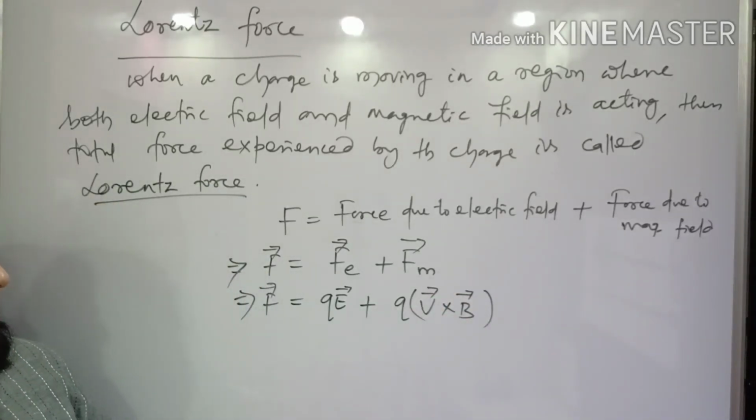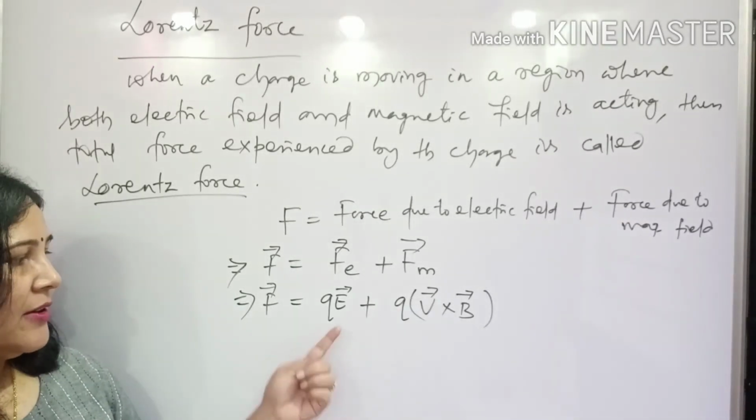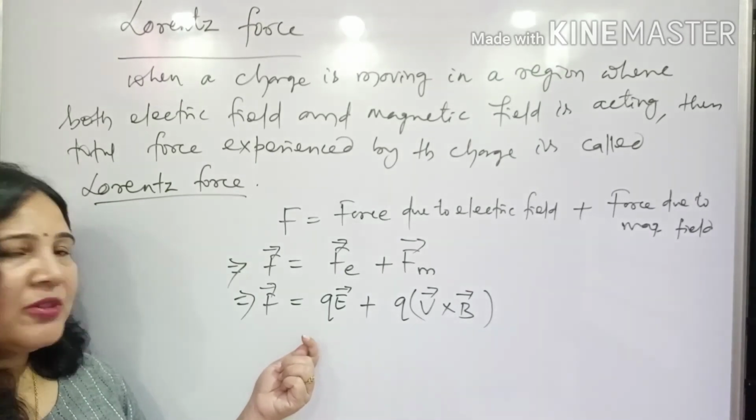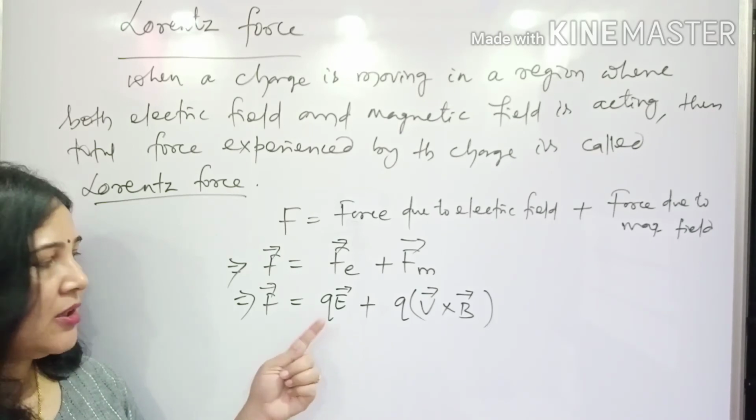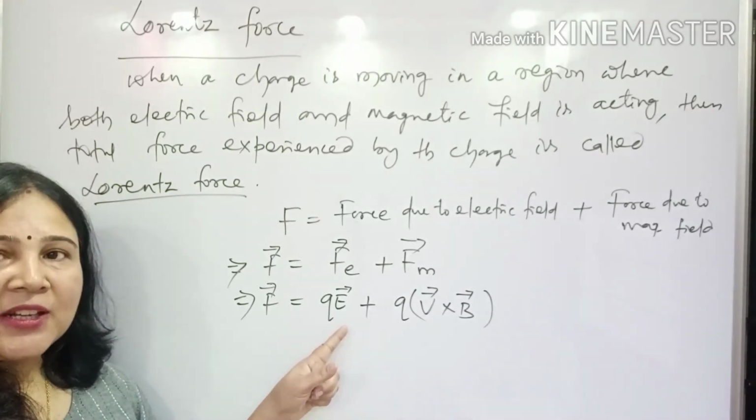Now, we have already discussed the force due to magnetic field. This is not new to you, you know the formula of the force experienced by the charge in a uniform electric field. What is the formula? QE. This capital E stands for the magnitude of the electric field.